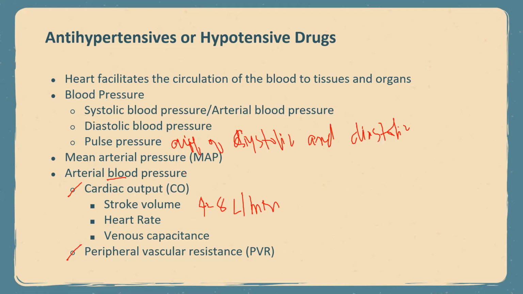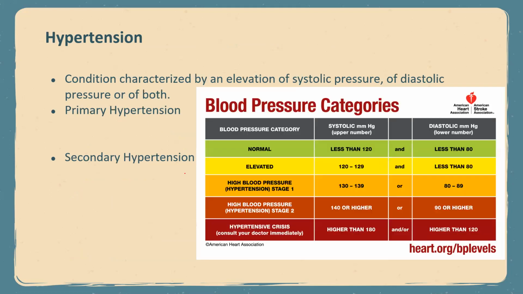Now, we have what we call hypertension. Hypertension is a condition characterized by elevation of the systolic pressure, elevation of diastolic pressure, or elevation of both systolic and diastolic pressure. Okay? Now, we have two types of hypertension. We have the primary hypertension and we have the secondary hypertension.